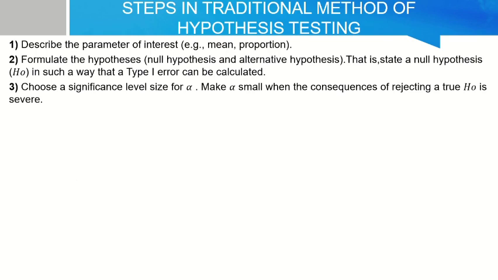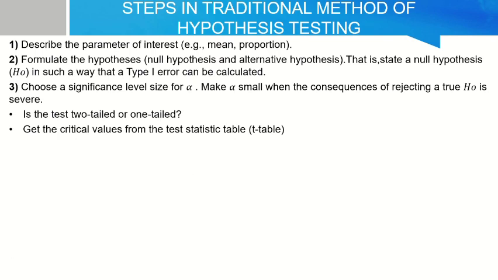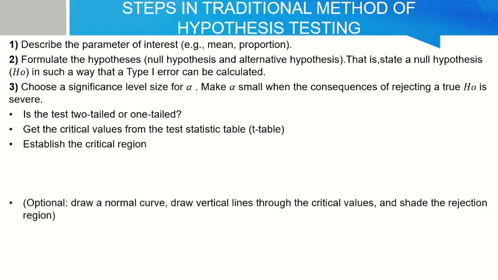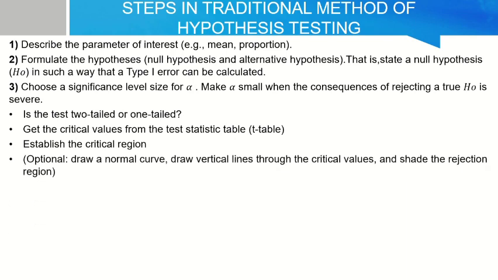Choose a significance level size for alpha. Make alpha small when the consequences of rejecting a true null hypothesis is severe. Is the test two-tailed or one-tailed? Get the critical values from the test statistic table or t-table. Establish the critical region. Ito optional lang to ha. Hindi siya required, pero depende pa rin siguro sa teacher nyo. Draw a normal curve. Draw vertical lines through the critical values and shade the rejection region.